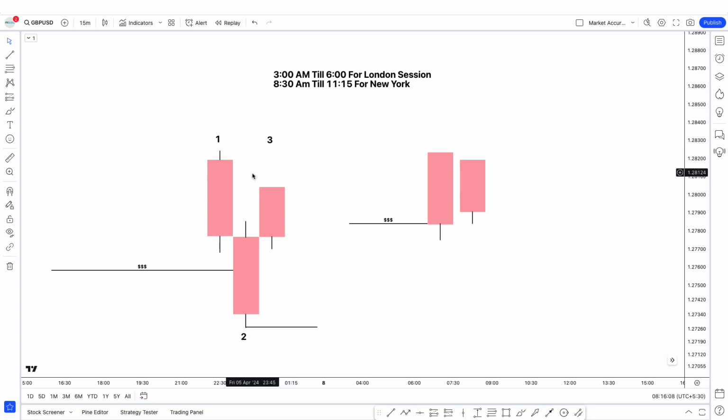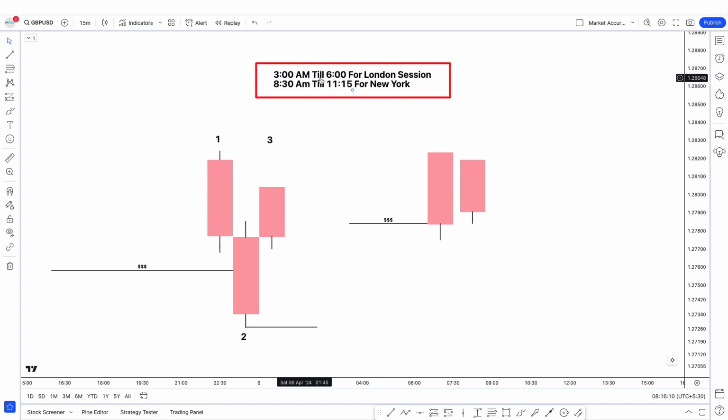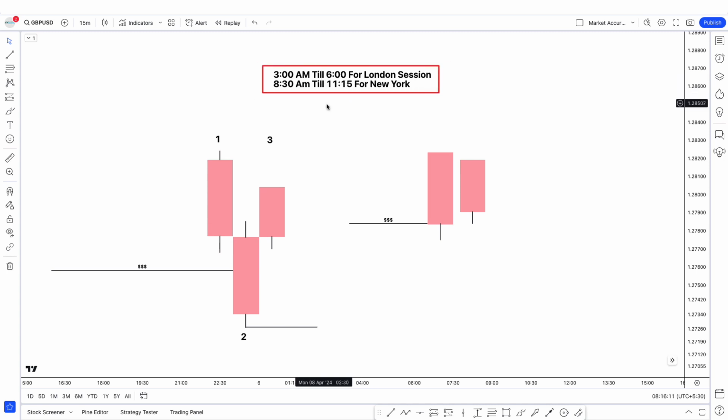So the very first rule is that these liquidity sweeps must happen between kill zone hours. I don't care what anyone else tells you, but for me, these are the kill zone timings. The liquidity sweep or your entry must be between these hours. So for the London session, you have 3 a.m. till 6 a.m. New York time, and for the New York session, you have 8:30 a.m. till 11:15 a.m. That is it. All you need to know about.